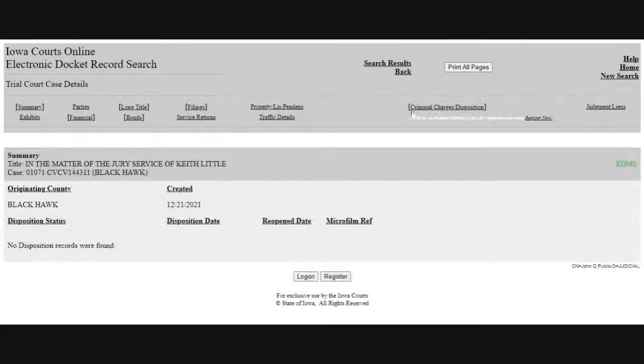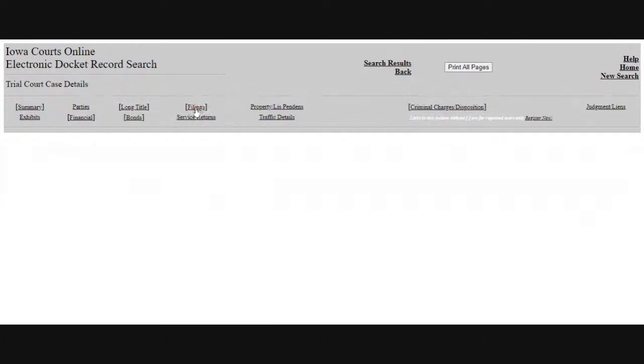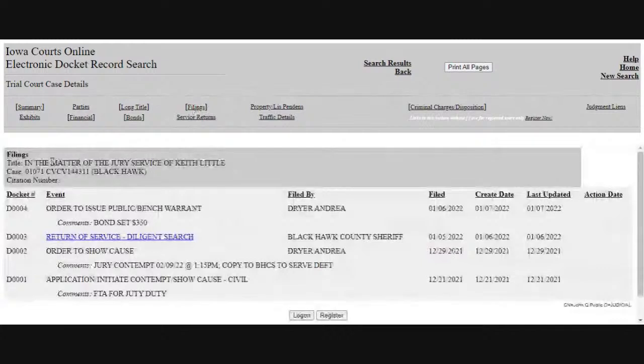Criminal charges. Disposition. Charges, disposition, sentences in the title in the matter of jury service, Keith Little. No charges found. So let's look at these filings. Filings. In the matter of the jury service of Keith Little.